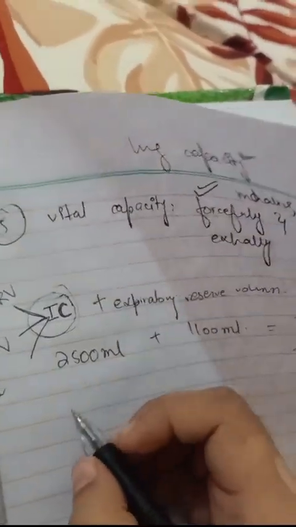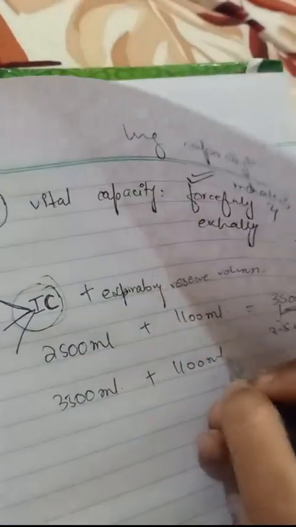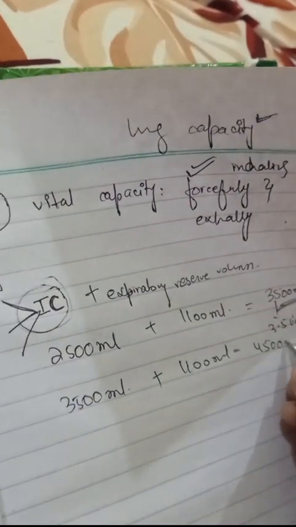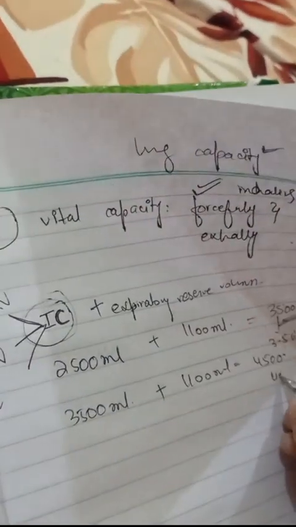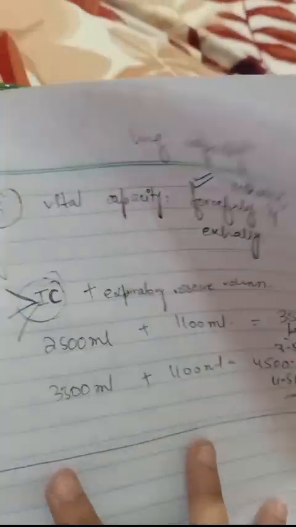This was the minimum. If we talk about the maximum, that is 4500, which means 4.5 liter. So this was about the vital capacity.